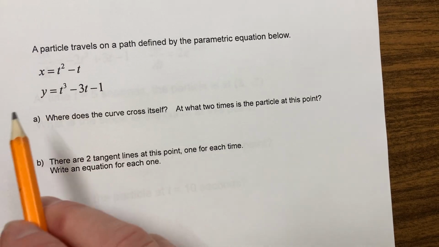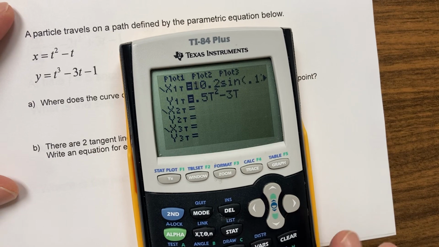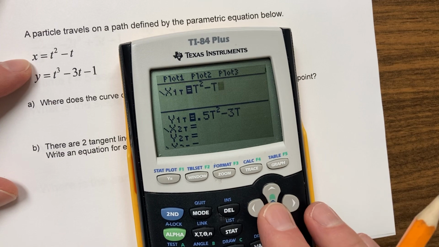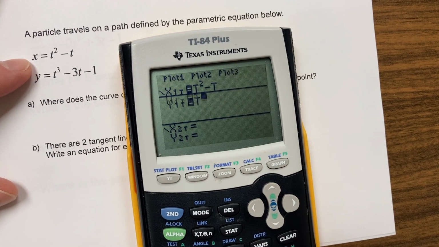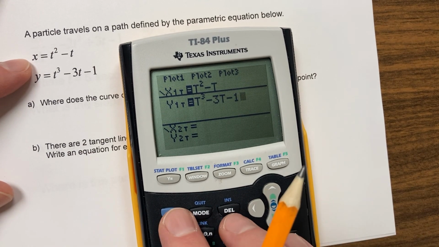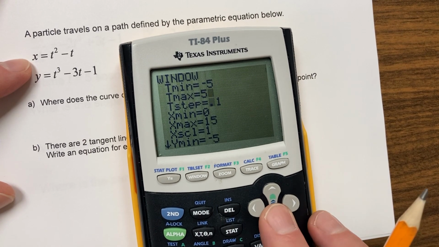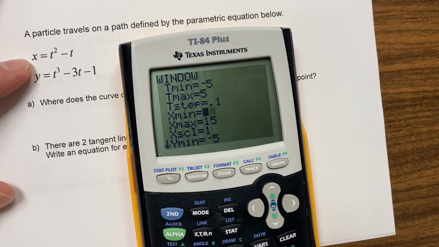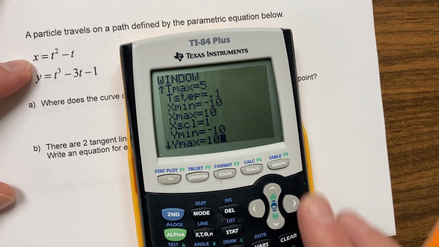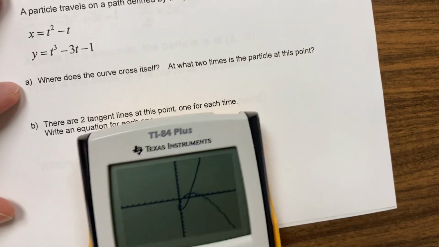So we've got this equation, x equals t squared minus t. Let's get that on our calculator. All right, so we'll have t squared minus t there, and then here we have t cubed minus 3t minus 1. Okay, and for the window, let's go -5 to 5, and then -10 to 10. We may have to adjust, but we'll see. Oh, perfect. All right, we're looking for where the curve crosses itself.